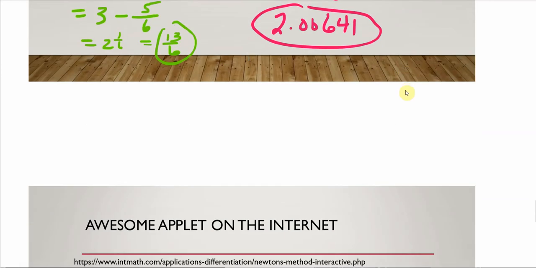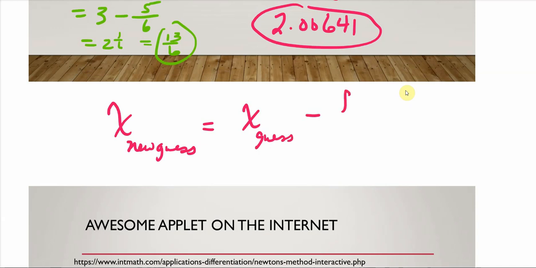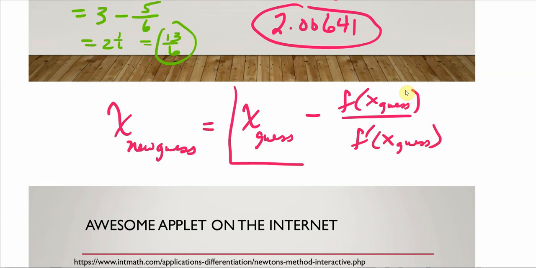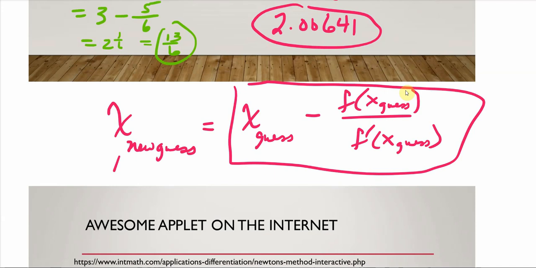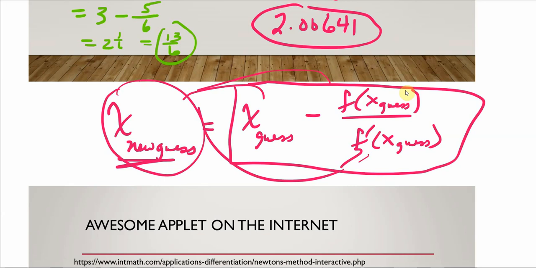What's my formula? It's going to be x, and I like to put new guess here. My new guess is going to equal x guess minus f of x guess over f prime of x guess. So when I work this out, it's going to give me my new guess. And then once I have this, I plug it back into the formula, and it gives me another new guess.